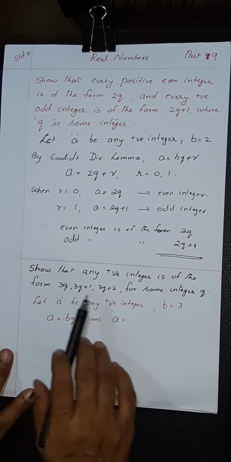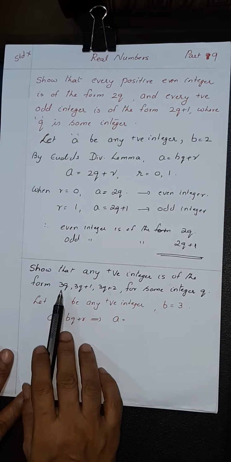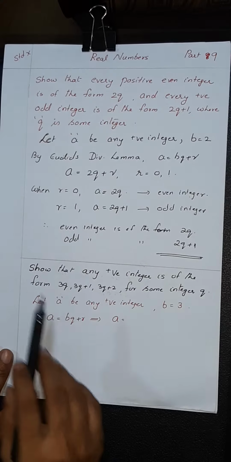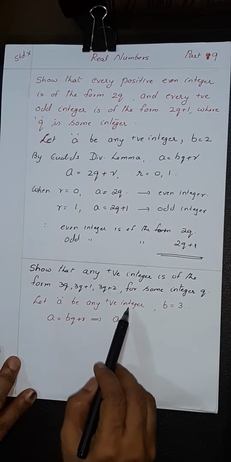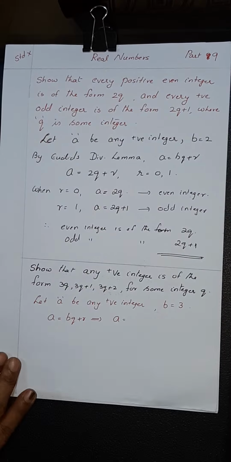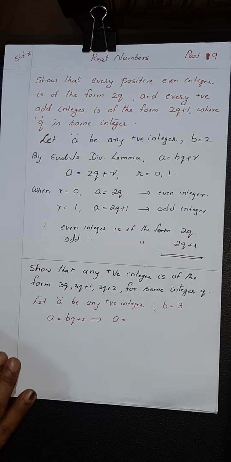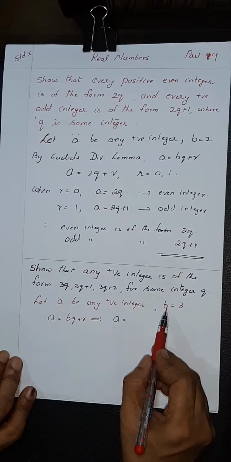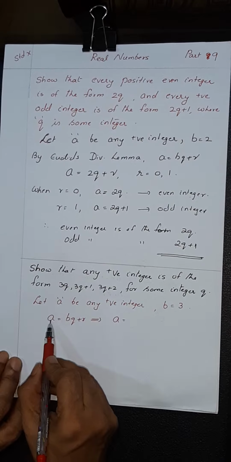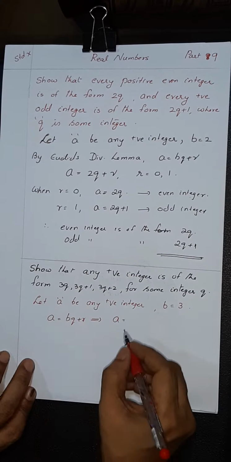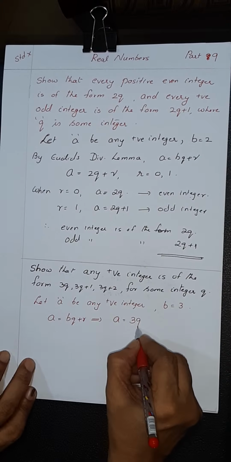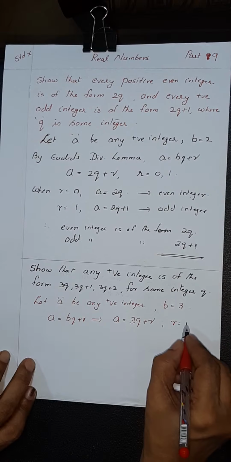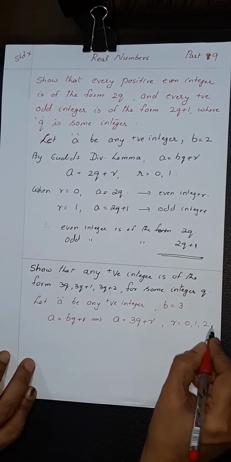Now, show that any positive integer is of the form 3q, 3q plus 1, 3q plus 2 for some integer q. The same method we have to use. Let a be any positive integer and, since you have to show it is of the form 3q, 3q plus 1, 3q plus 2, we will take b is equal to 3. So a is equal to bq plus r, that means a is equal to 3q plus r, where, since b is 3, r is equal to 0, 1 and 2.